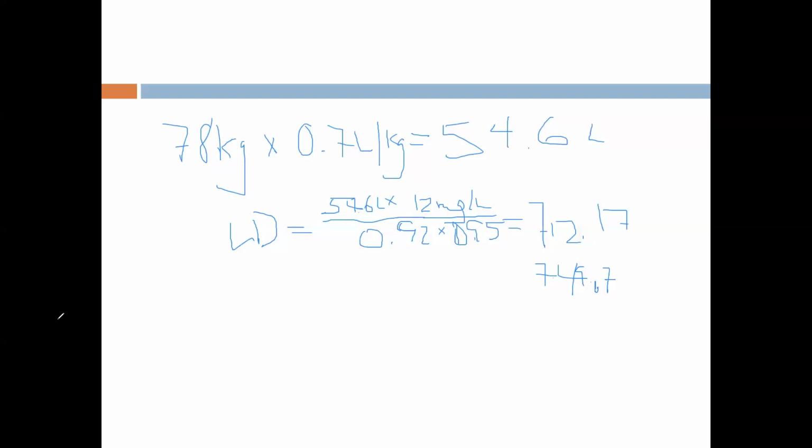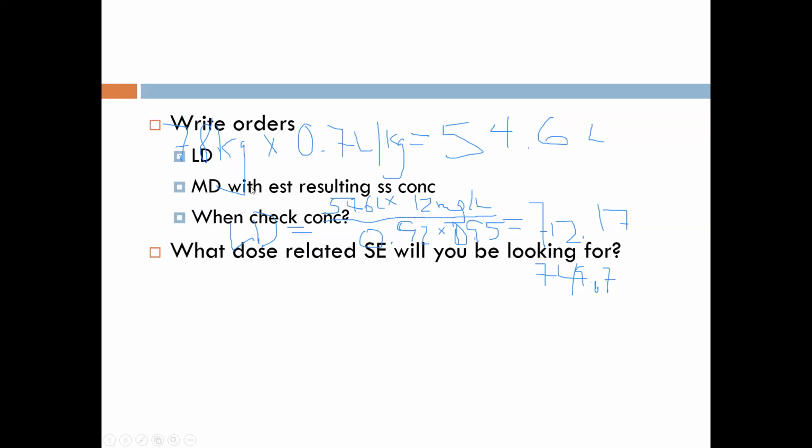I'd probably give 300 and 400 in 2 doses. That's what I would do. I don't think we're going to want to give him more than that. All right, and then our maintenance dose is going to be 400 a day.